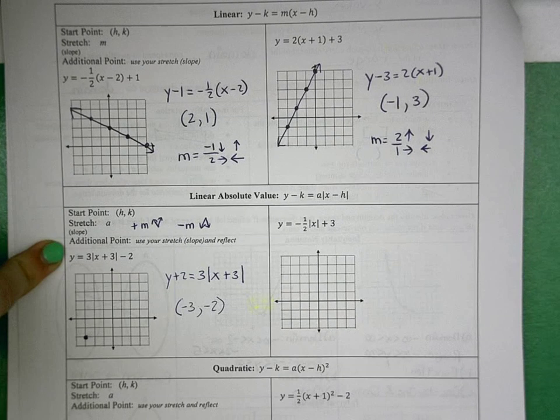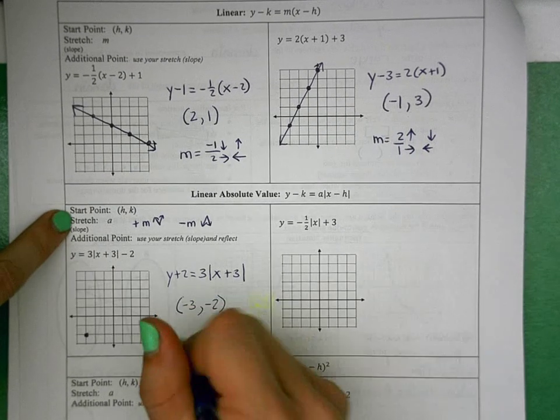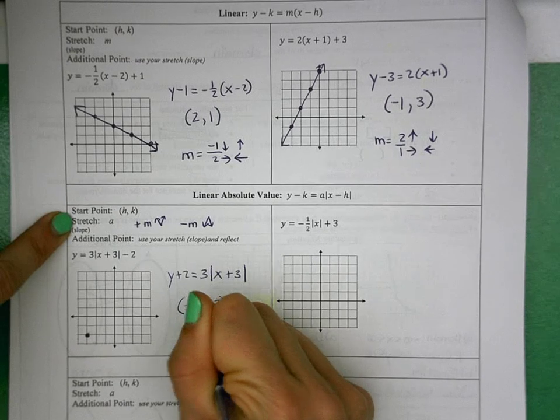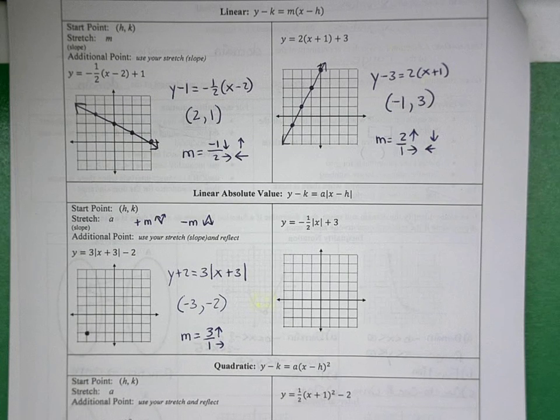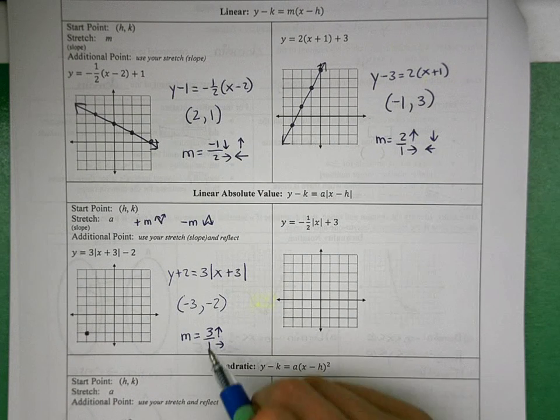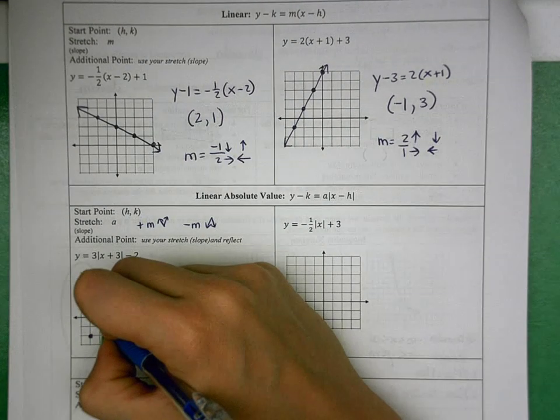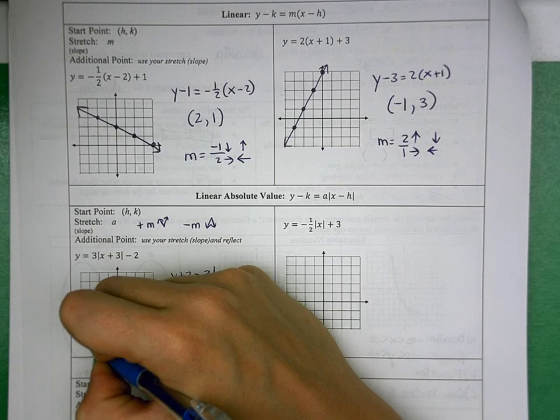Okay? And then we're going to be looking at our slope. Our slope here is 3, or 3 over 1, which is up 3, right 1. Now, in this case, it's not also down 3, left 1, like the linear is, right? Because we do need to end up with that V shape, so we do have to leave it as up 3, right 1. So up 3, right 1, and we have the first part of our absolute value.